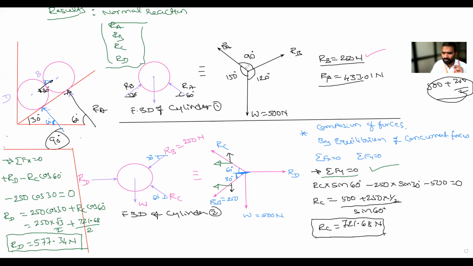Yes, you have to unmute and tell. Whenever I ask the questions, RB is found, RA is found by applying which rule? Lami's theorem. Okay, so consider next the FBD of cylinder 2.